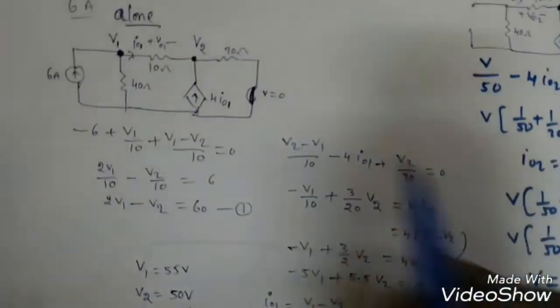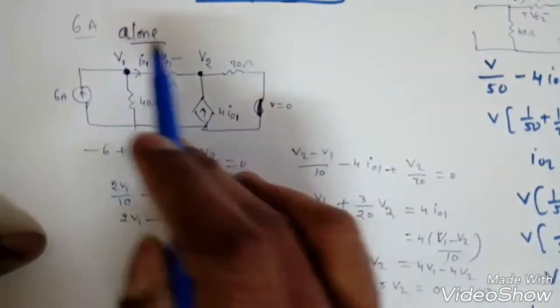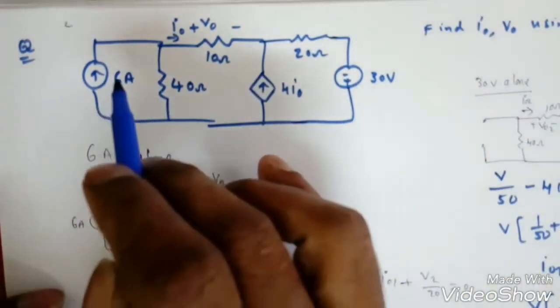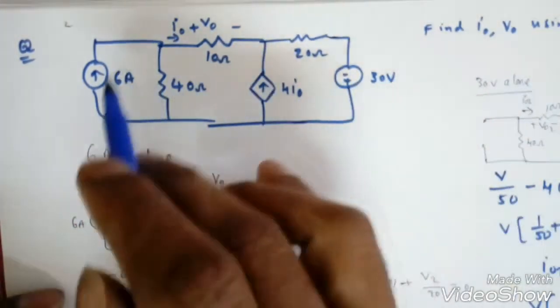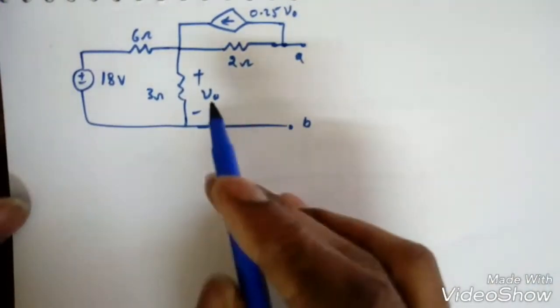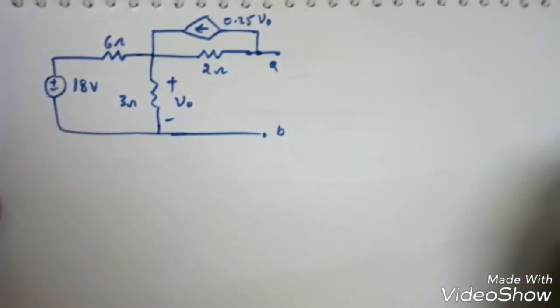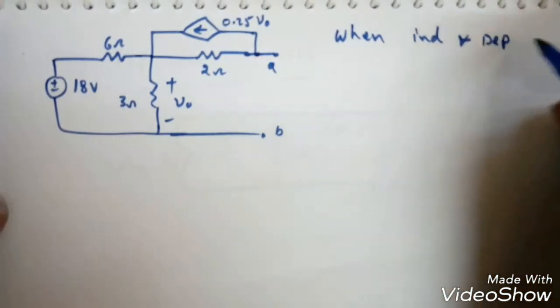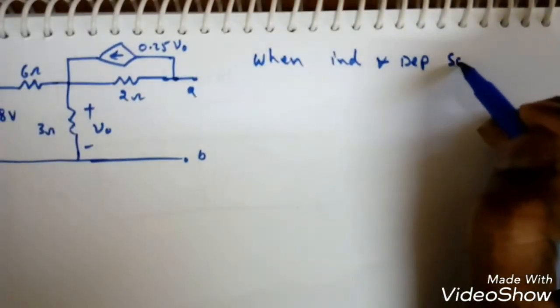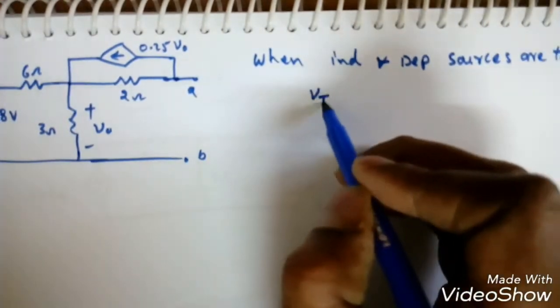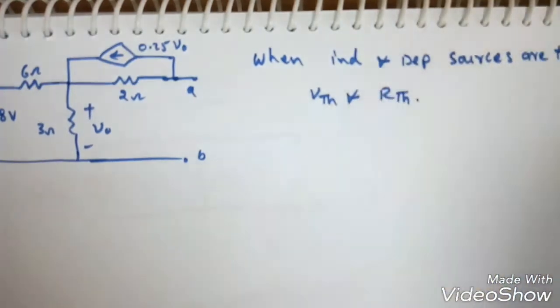So we can apply the superposition theorem for dependent sources also. Whenever there is a dependent source in the circuit, we can apply the superposition principle when two or more independent sources are there, right? Next we will see Thevenin's theorem. So this is one problem which is having a dependent source. When independent and dependent sources are there, what is the procedure to find VTH and RTH?